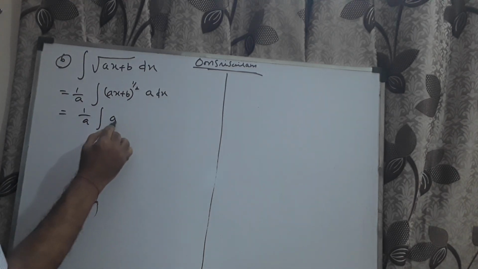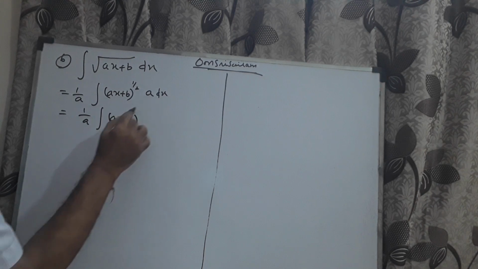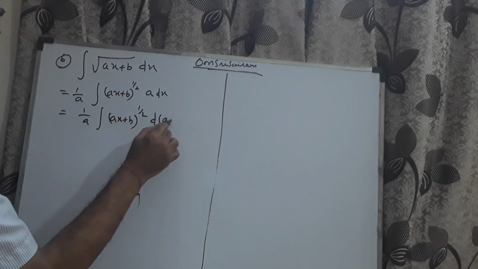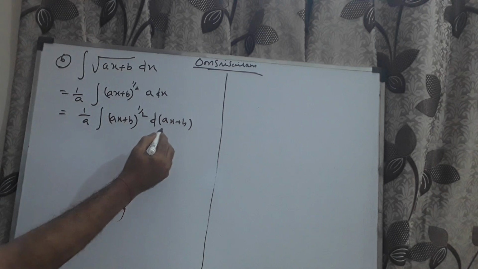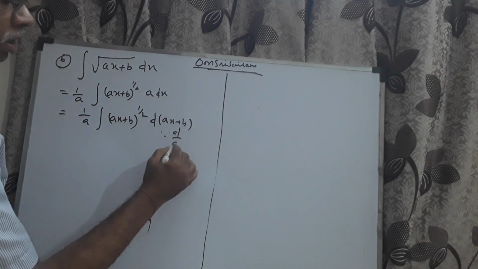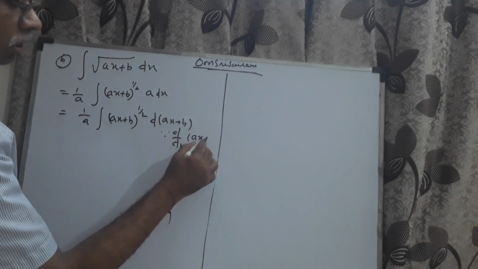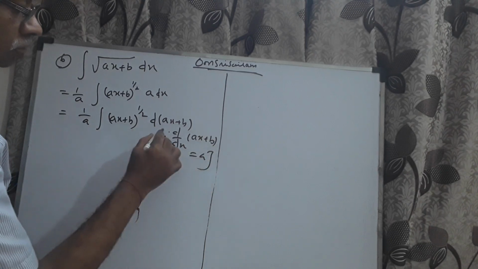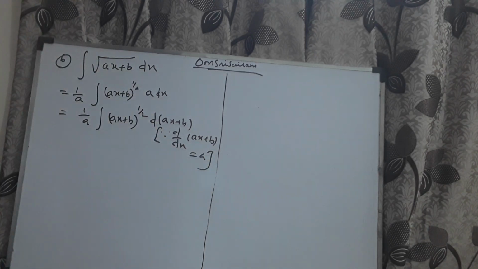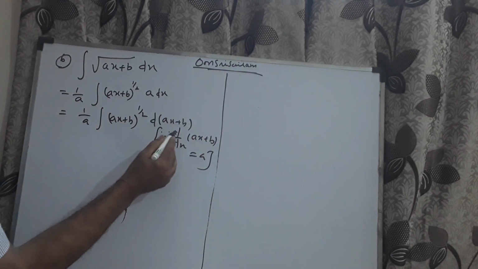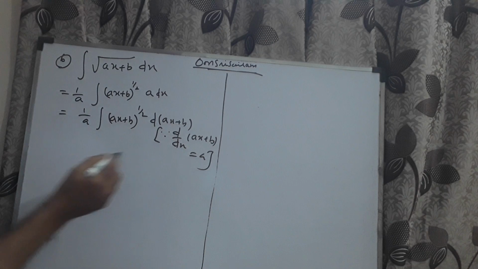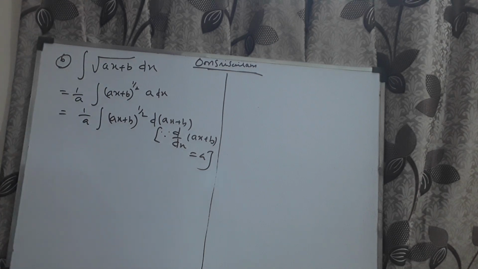Therefore, 1 by a integral ax plus b to the power half. I can very well write this as d of ax plus b. You can write in brackets: d by dx of ax plus b is a. Just cross multiplication of dx will give you a dx as d of ax plus b. I already told you in the previous videos, if I write d by dx of a function, it is called the derivative. If I write d of, it is called the differential coefficient.